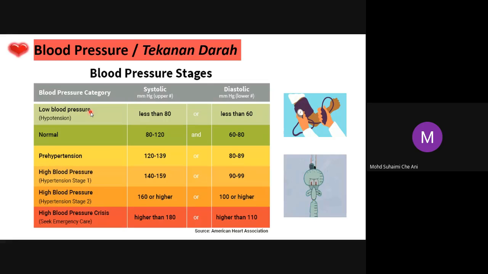Usually this type of people will easily get fatigue, because they don't have enough blood to carry all the oxygen and carbon dioxide. So they have the hypotension status. When the blood pressure for systolic is more than 120 and diastolic more than 80, you will have a status known as hypertension, which is the high blood pressure. But they divide the high blood pressure, the hypertension.